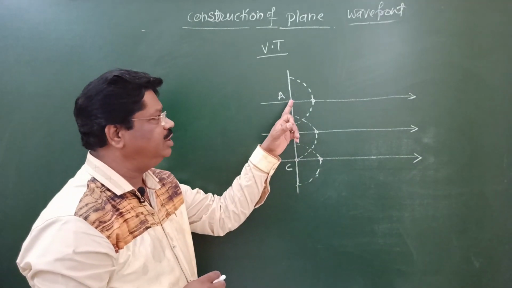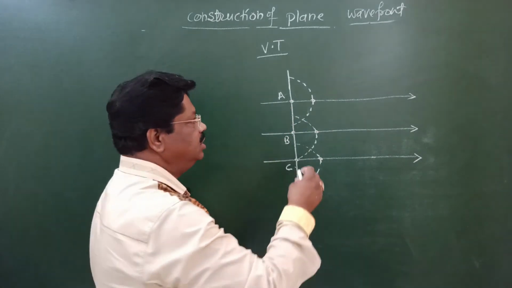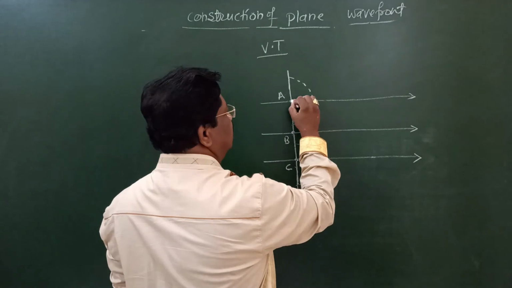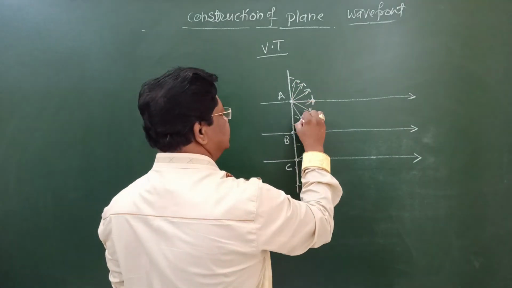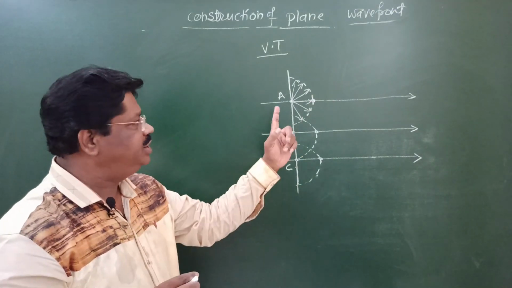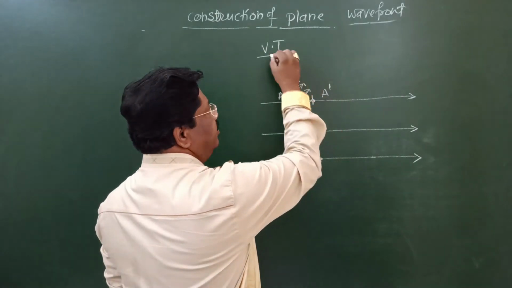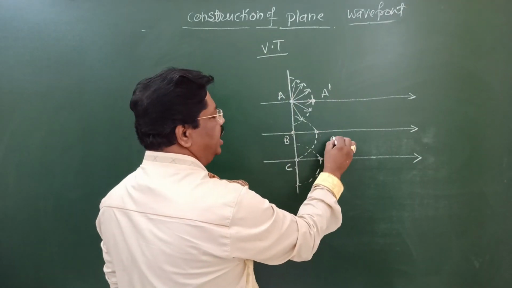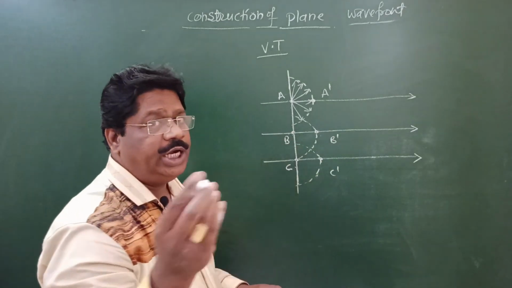From these secondary sources A, B and C, all these waves traveling in the forward directions cover a distance equal to v into t. Therefore, the distance from A to A dash will be v into t, from B to B dash it will be v into t, and from C to C dash it will be v into t.